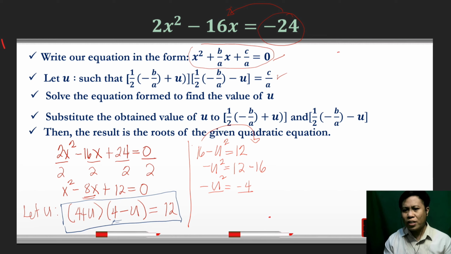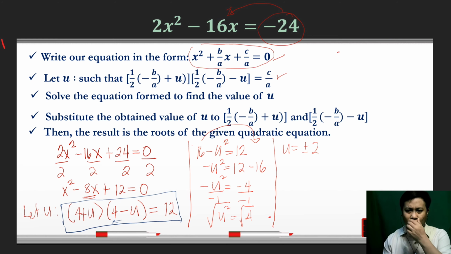So negative u squared equals 12 minus 16 is negative 4. Then we divide both sides by negative 1. So your u squared is equal to positive 4. Then we'll get the square root of that. The square root of u squared is u, equals the square root of positive 4, which is positive and negative 2. So in other words, the value of u is positive and negative 2. This is the value of u.